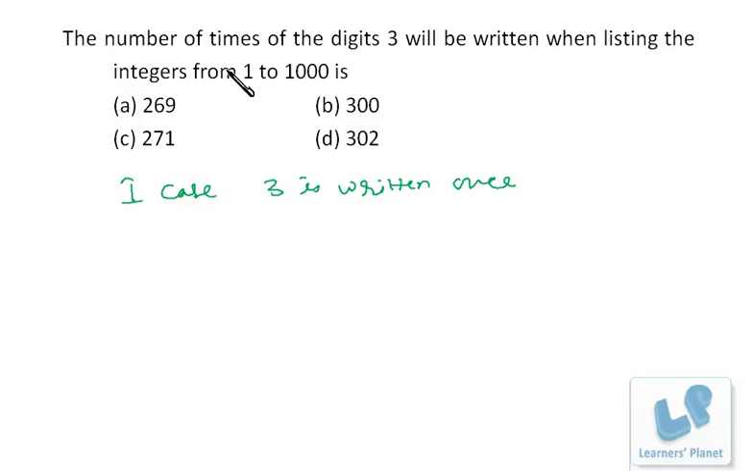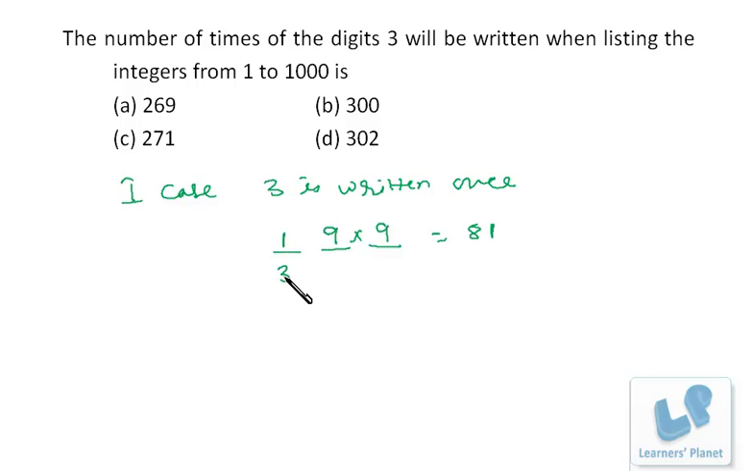So we have up to three places: 1, 2, 3. For the first place, suppose 3 is at the first place. So we just have one choice, right? If 3 is written just once. Now at the second place we have 9 choices, right? Except 3, any other number can come. Similarly here 9 choices. So in all it is 81, right?